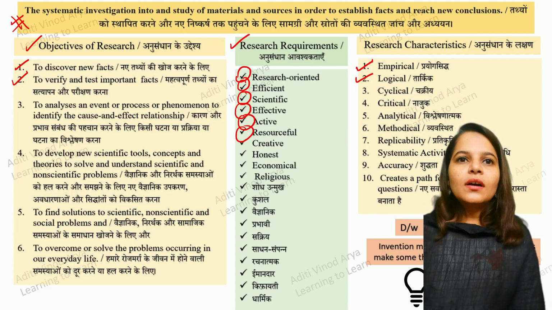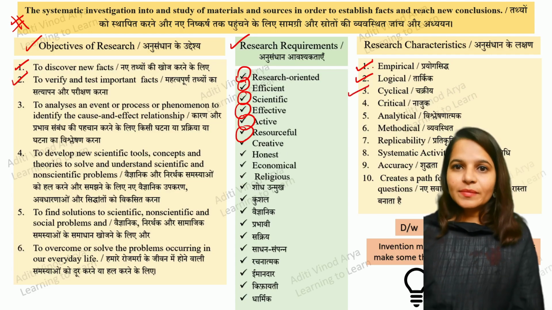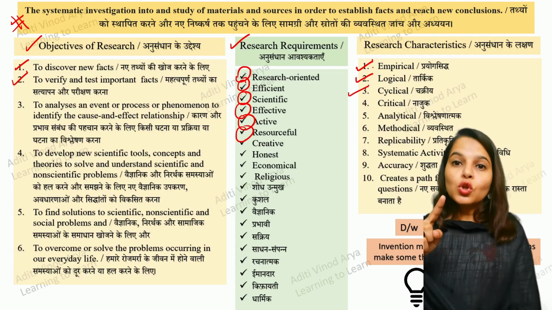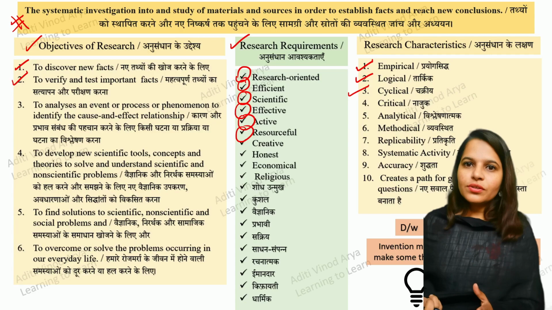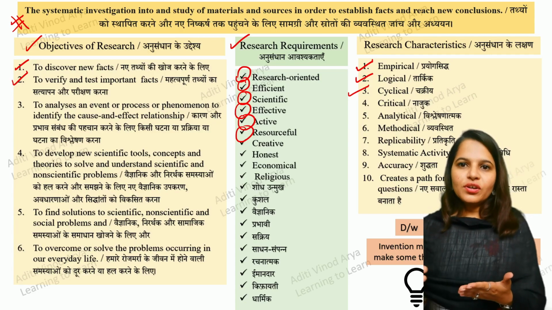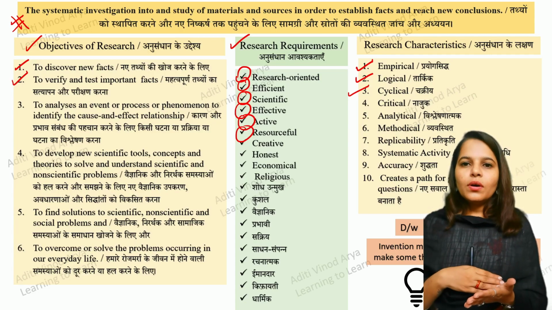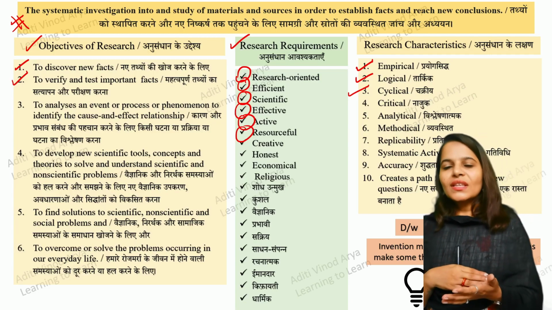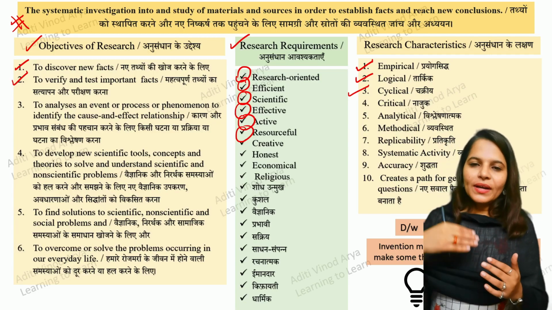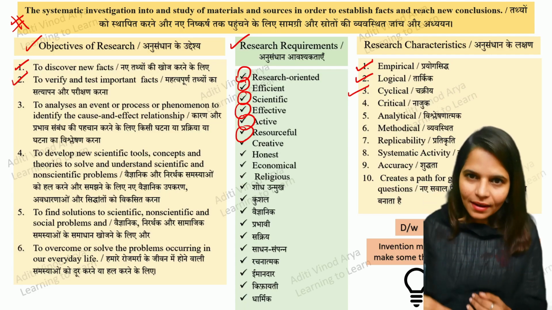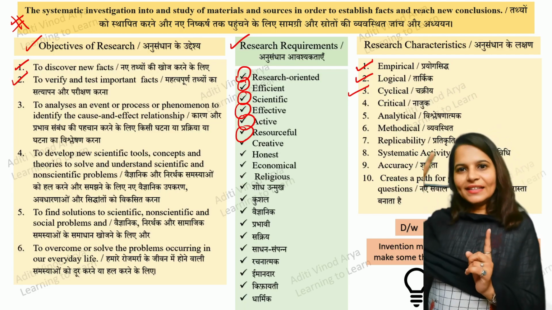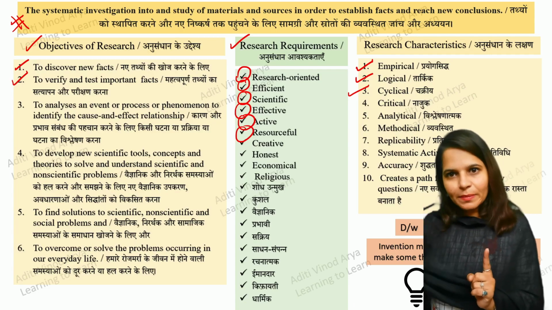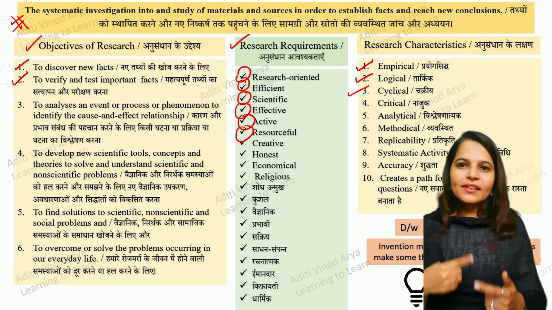Cyclical here means it's an entire loop. Like if you go for action research, it is plan, act, observe, reflect. So this entire process, when it reflects, then again we need to plan. So it's an entire circle that is going to take place again and again. So it is cyclical in nature.